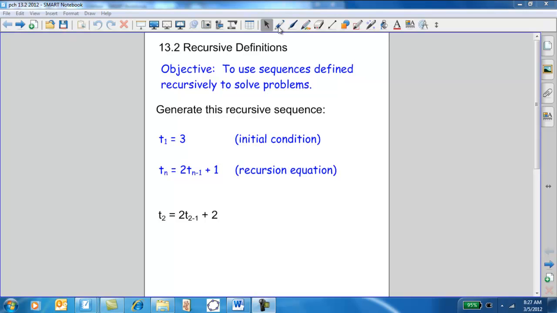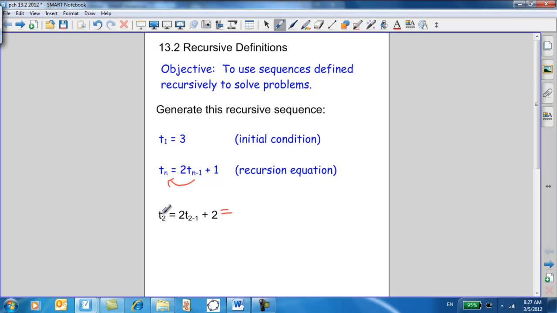So in this first example, we have t sub 1 equals 3. That's the first term is 3. And t sub n equals 2 t sub n minus 1 plus 1 (as spoken). Now notice the recursion here. n minus 1 and n. This is the nth term, and t sub n minus 1 is the term before it. So you take twice the term before it and add 1.